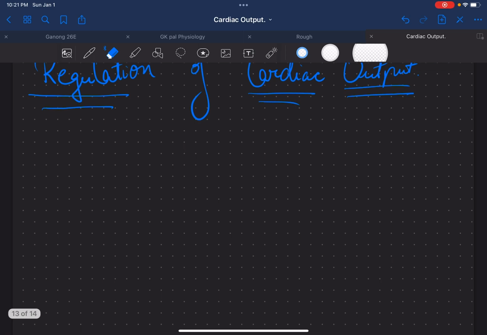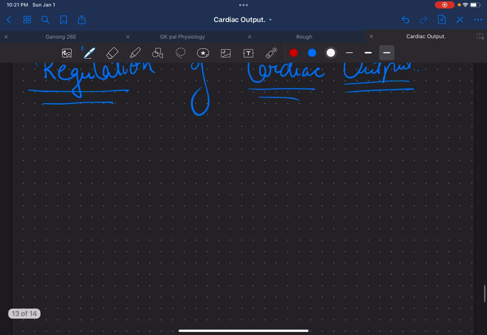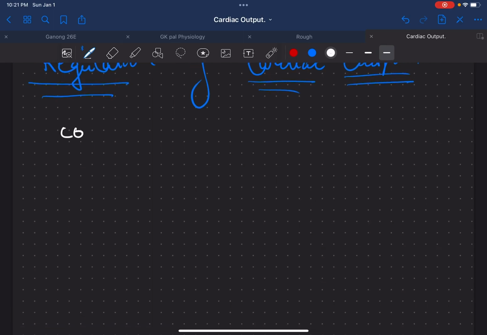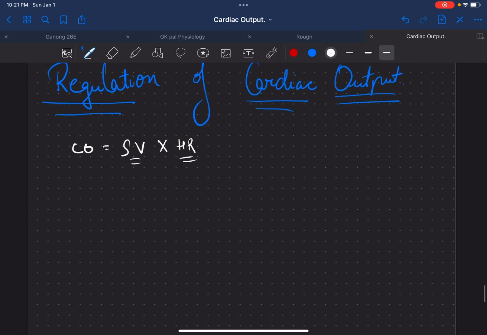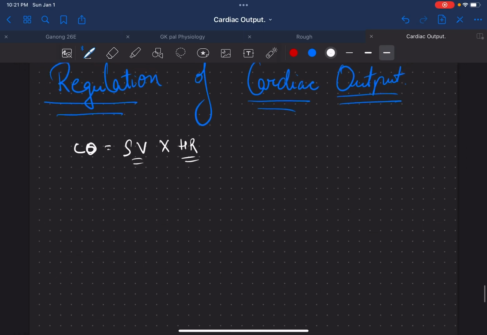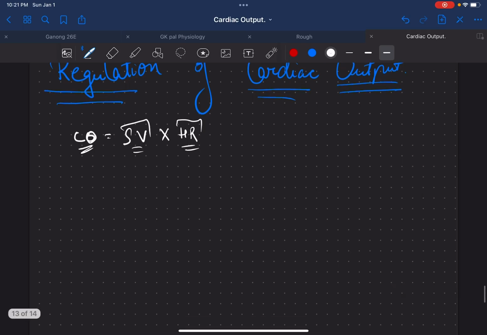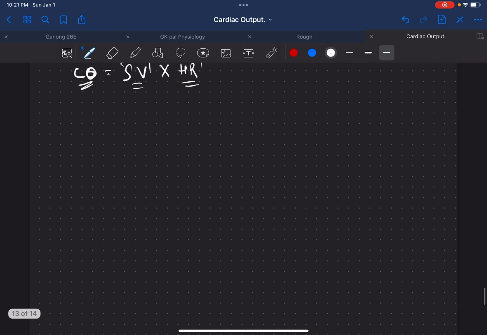So regulation of cardiac output, as we have seen in the previous video, cardiac output is nothing but stroke volume and heart rate, their product. So if I want to regulate my cardiac output, the only thing that I need to do is manipulate the stroke volume or heart rate. So let us see.